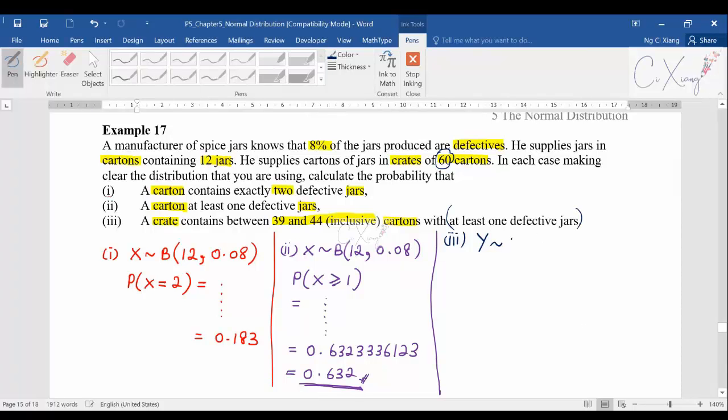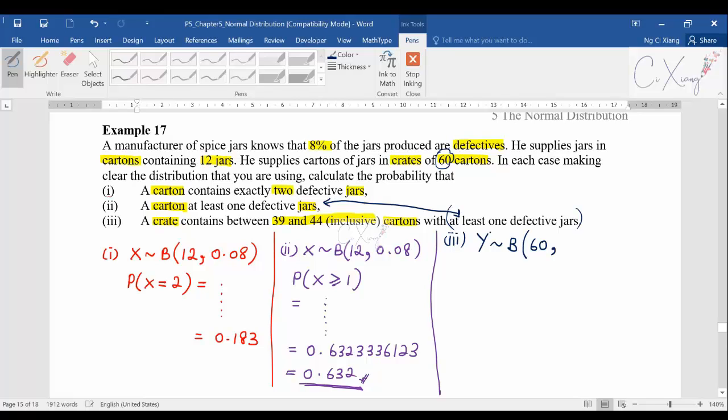So again, binomial style, binomial distribution. You have 60 cartons here, and then something happened. What's the probability for at least one defective jar? So you can see that these two questions are very similar.